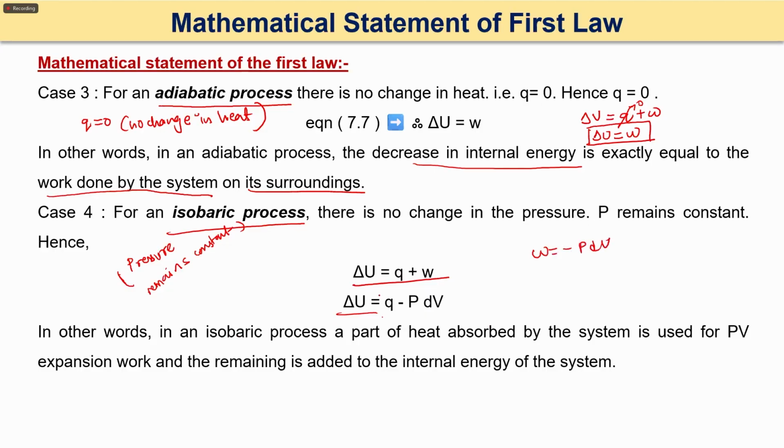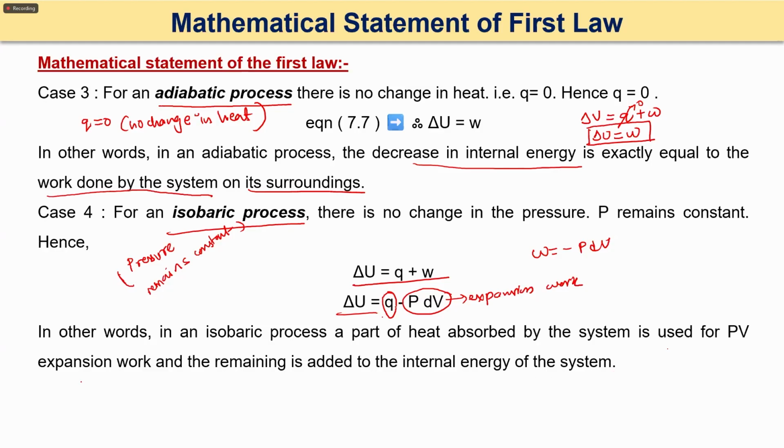So this is the internal energy of the system for an isobaric process. In other words, in an isobaric process, a part of the heat absorbed by the system is used for PV expansion work, and the remaining is added to the internal energy of the system.